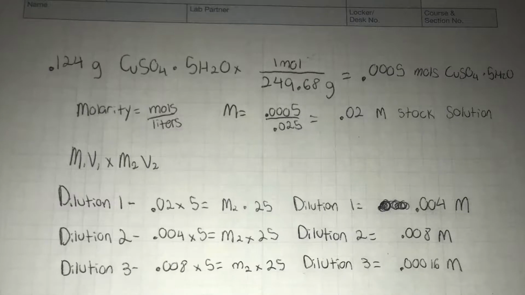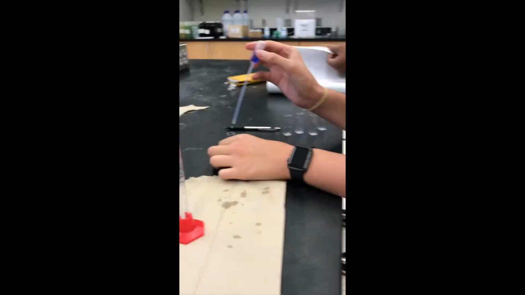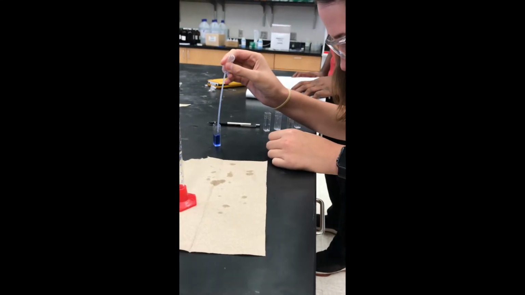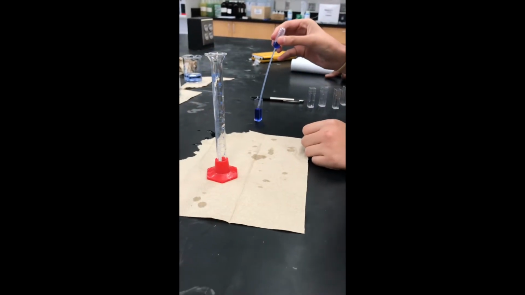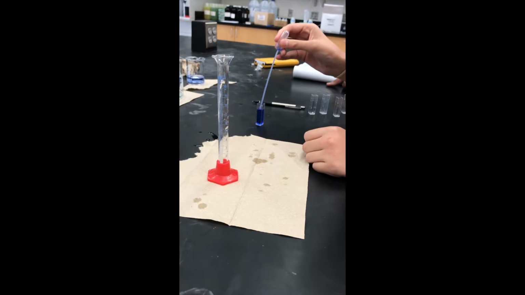Here is a picture of the lab notebook which shows all of the necessary calculations to find the molarities of each dilution using M1V1 equals M2V2. After making our stock solution and 3 dilutions, we had to fill our cuvettes. To fill the cuvettes, we transferred the solutions from the beaker to the cuvette using a transfer pipette.